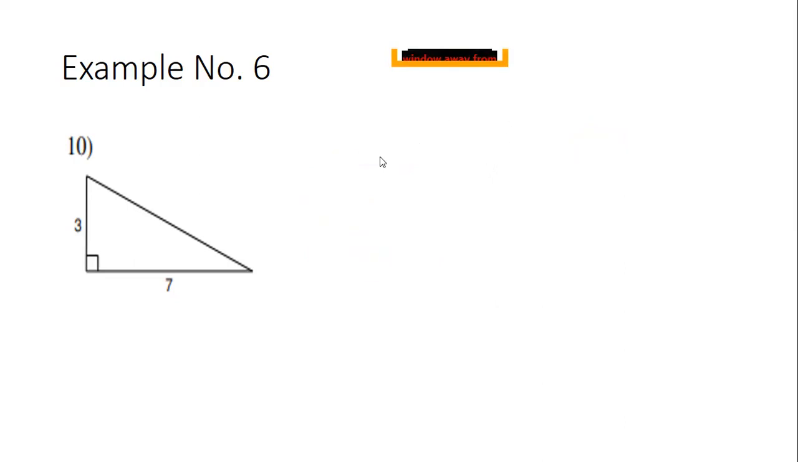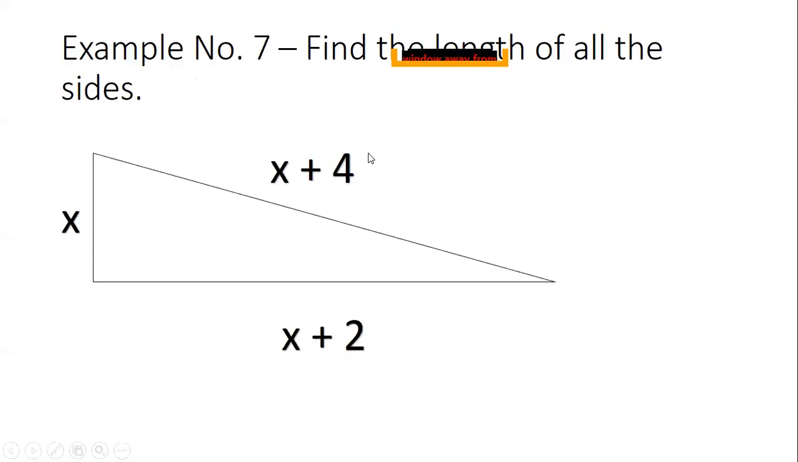What if your example goes like this? Find the length of all the sides. You're given the hypotenuse x plus 4, one leg is x plus 2, and the other one is just x. Of course, you need to use the Pythagorean theorem, c squared, which is equal to a squared plus b squared.